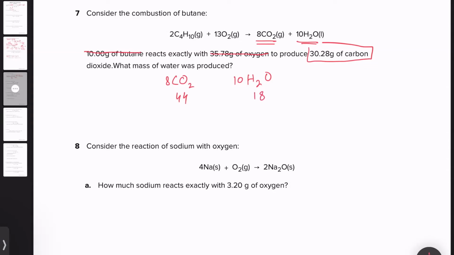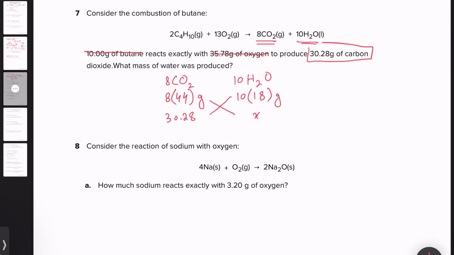18 MR. So basically, I'm saying 8 moles of carbon dioxide, which is basically 8 times 44 grams of carbon dioxide, produces 10 moles of water, which is 10 times 18 grams of water. Because 1 mole is 18 grams, so 10 moles is 10 times 18. I have a straightforward comparison right away. So 30.28 will produce X, cross multiply, and you'll get your answer.